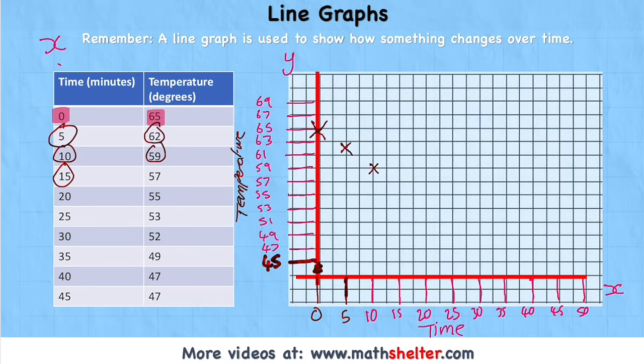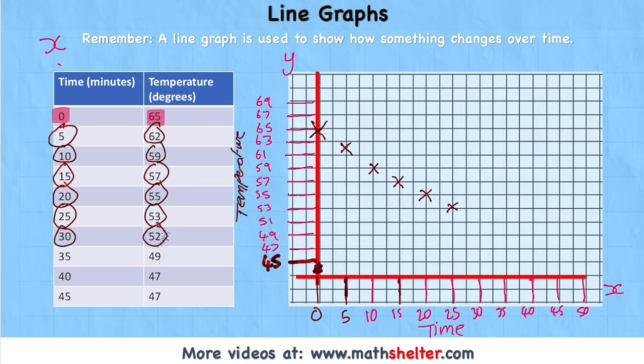Next one, 15 and 57. So 15 is just here. Go all the way up to 57, which is just there. Nice big cross. 20 and 55. And then 25, 53, just there. We can already start to see the pattern of our x's.